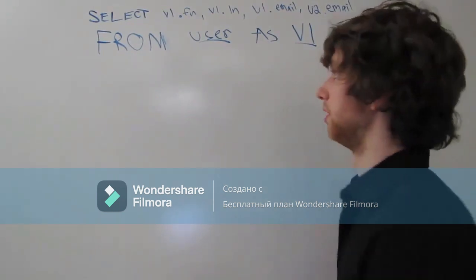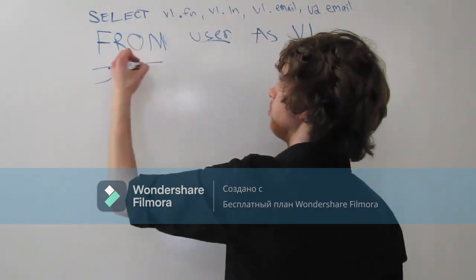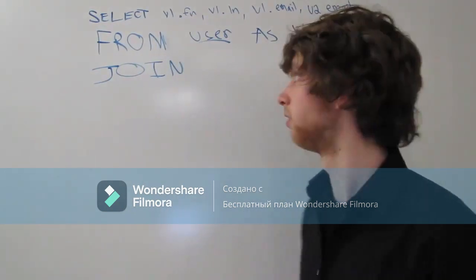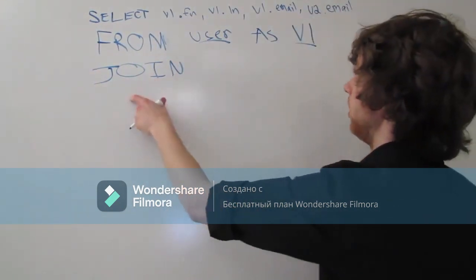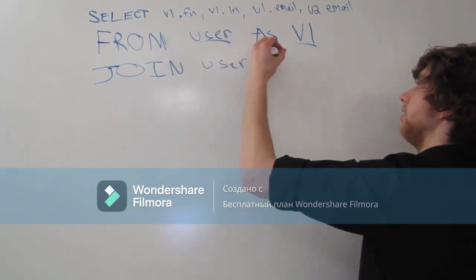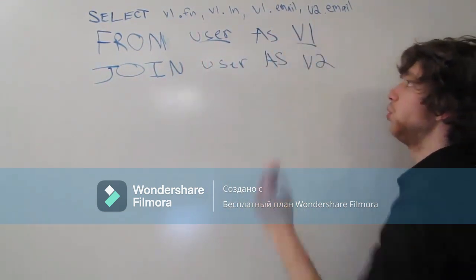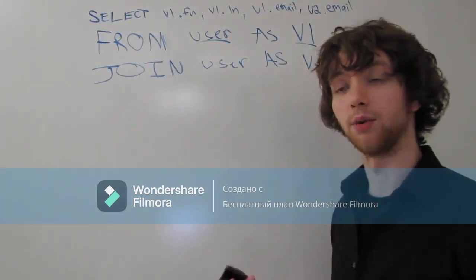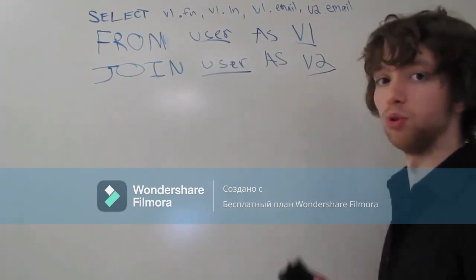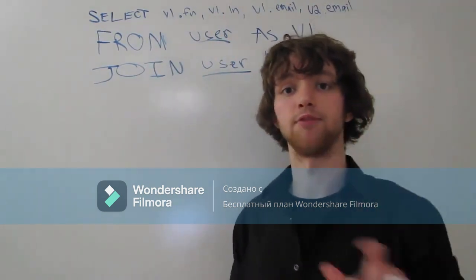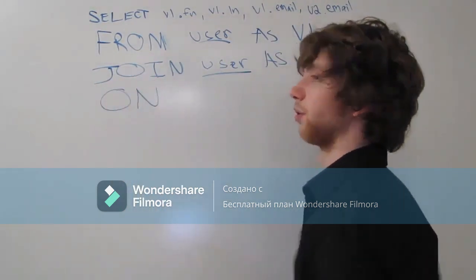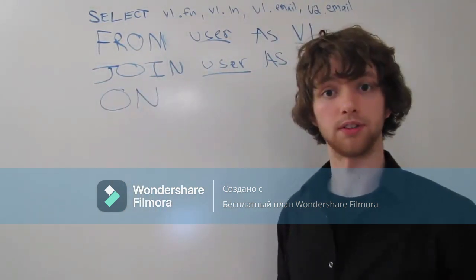Now we can do a join. Join is going to default to an inner join if you just use join like that. We could say join user as V2. That is going to basically tell it that user is also going to be known as V2, but it's going to be considered a different table in this situation. Then you're going to do the on, which is going to say where we are going to join these things.